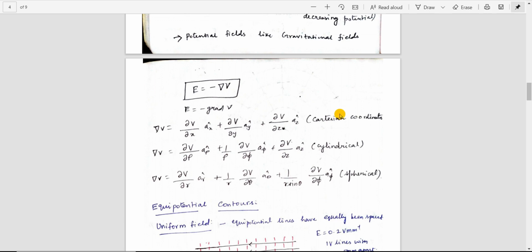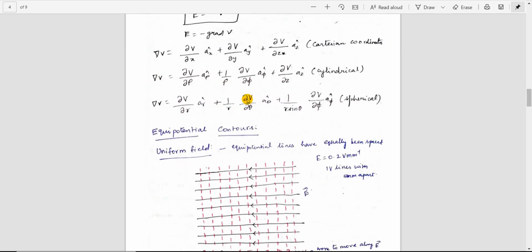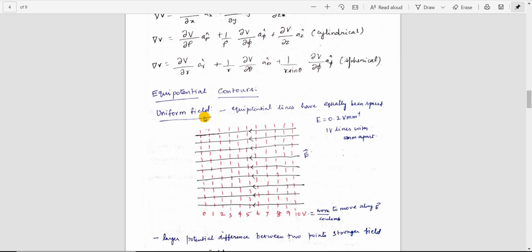That is what we have seen mathematically: the electric field is inversely proportional to the square of the distance, and the potential field is inversely proportional to the distance. This concept has to be borne in mind, because depending upon this concept only, we are going to derive the equipotential contours.